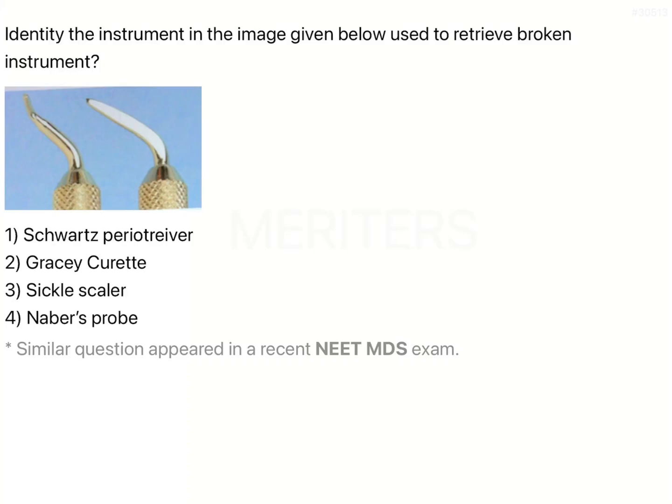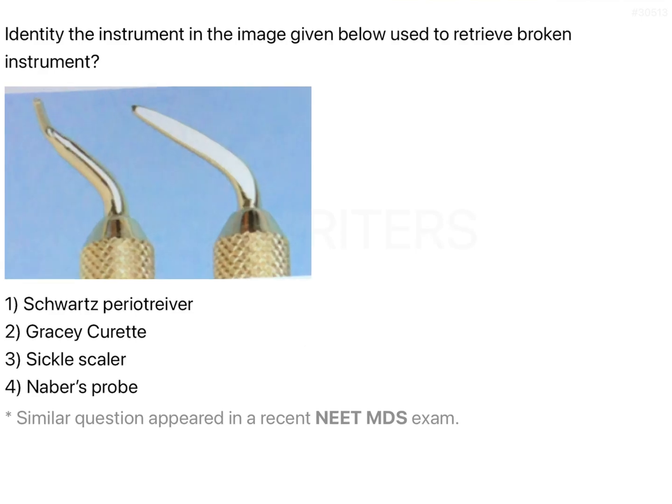The question is, identify the image given below used to retrieve broken instruments. Okay, so they have already given you the hint that the instrument given over here in the image is used to retrieve fragments or instruments that are broken.